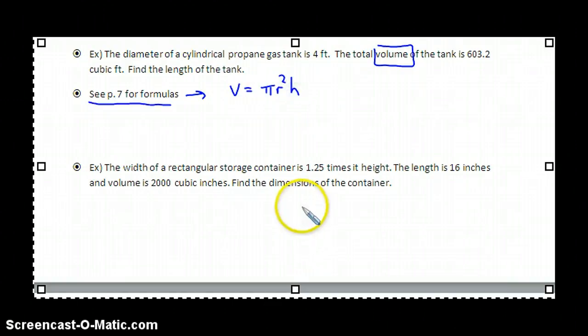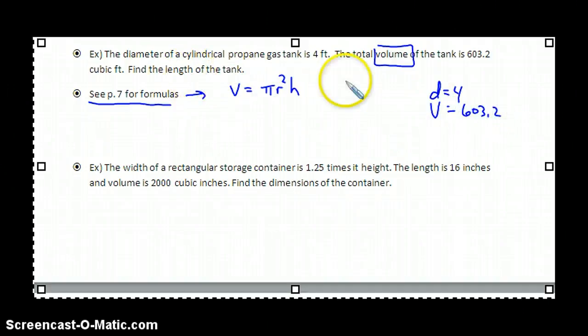And so in this problem, let's take a look at what we know. It says that the diameter is equal to 4. It says that the volume is equal to 603.2, and I want to find the length of the tank. Well, the length is the same as the height, so it's really going to be find the height or the length of the tank. So in my problem, let's plug in what we know.